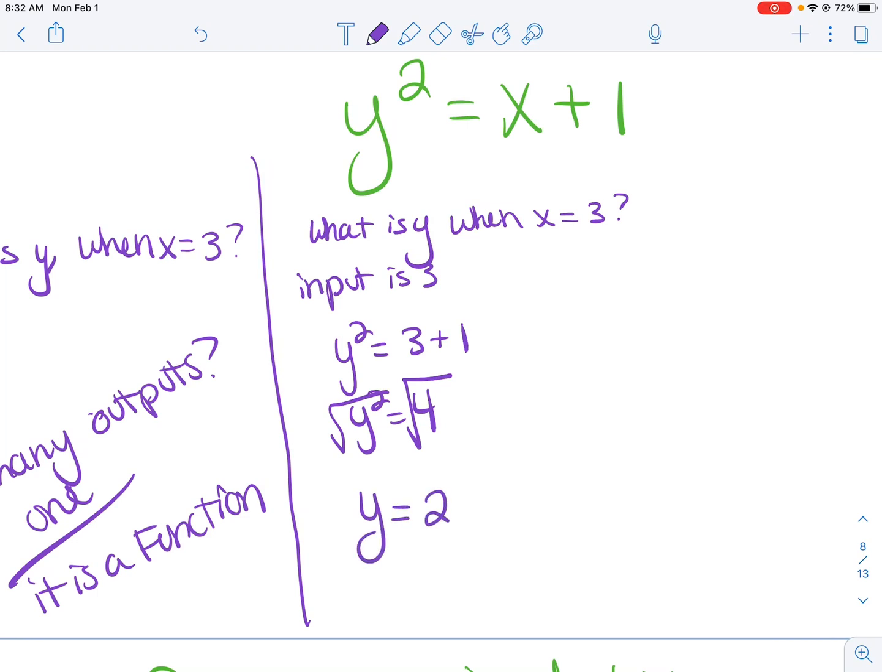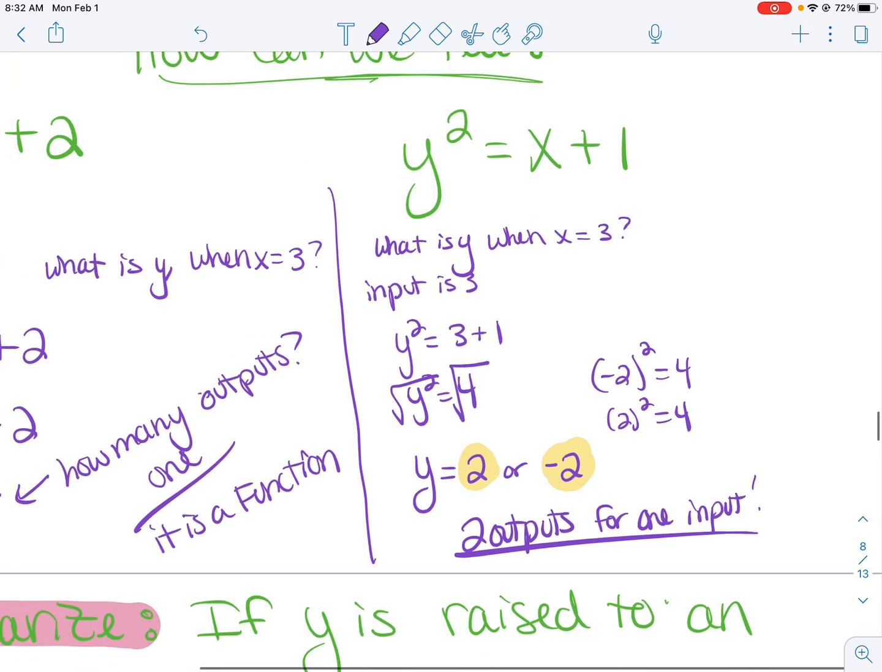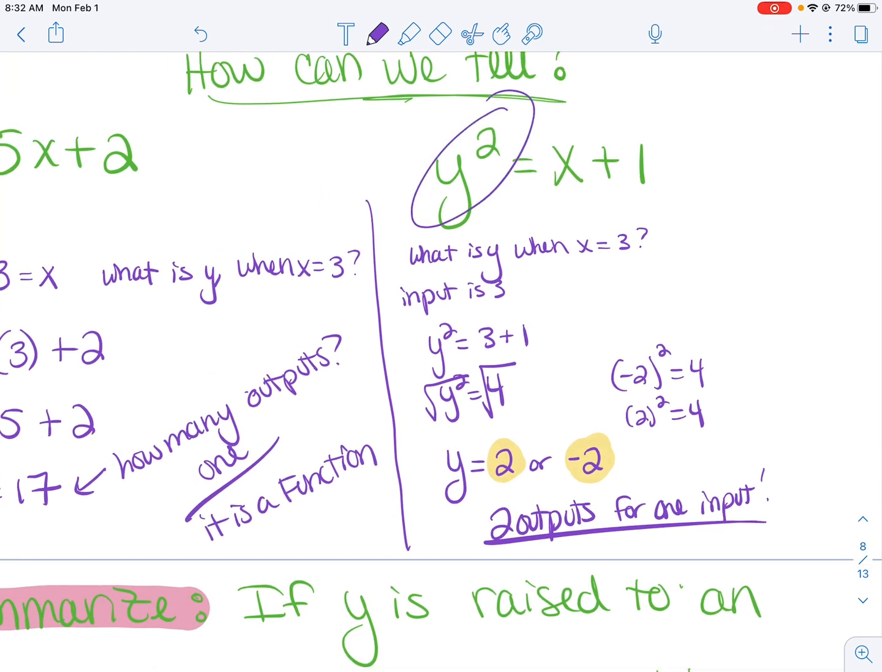The square root of 4 is 2, or negative 2, right? Negative 2 squared gives me 4, and positive 2 squared gives me 4. So there are actually 2 outputs for 1 input, all right? And that's because we had this y squared value, okay?